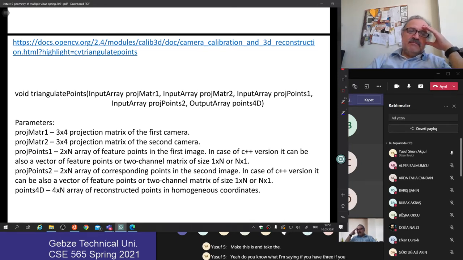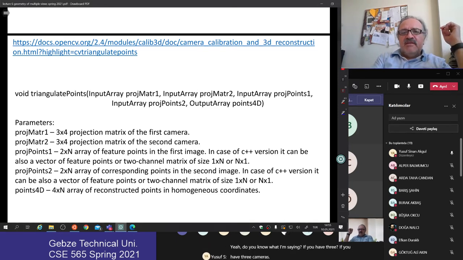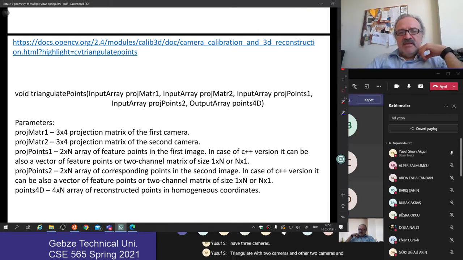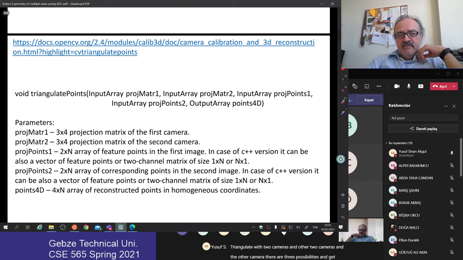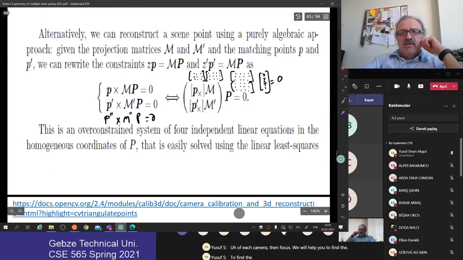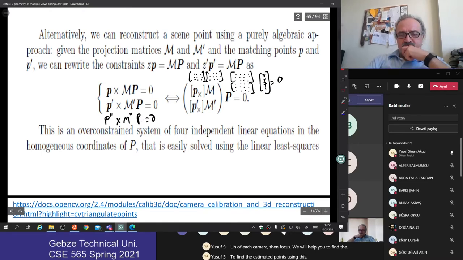If you have three cameras, triangulate with two cameras, and then the other two cameras, and the other camera. There are three possibilities. Get the outputs and maybe take the average of it, might be a solution. But the point here is that if you have the projection matrices of each camera, then OpenCV will help you to find the estimated points using this formulation.